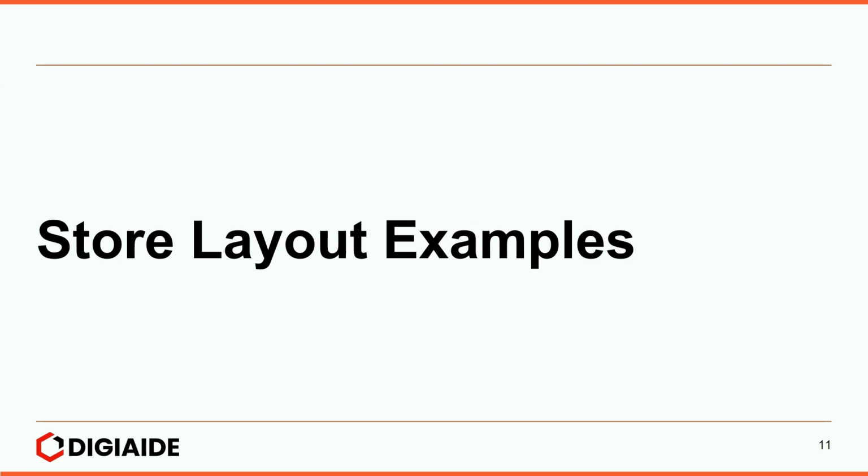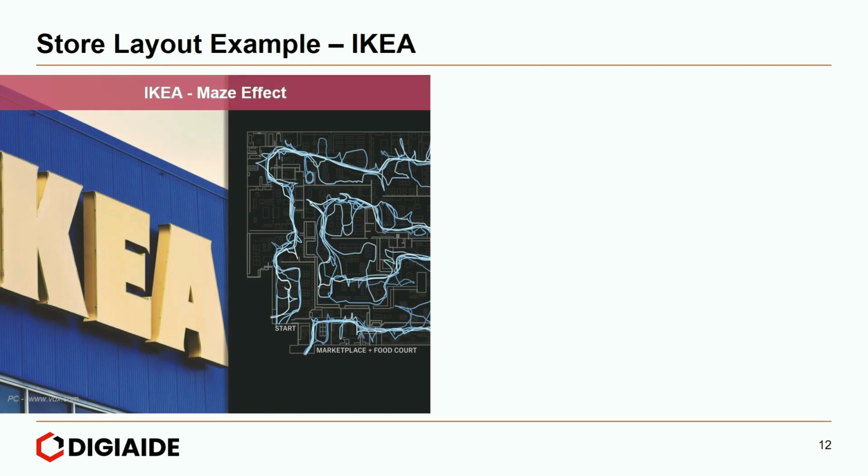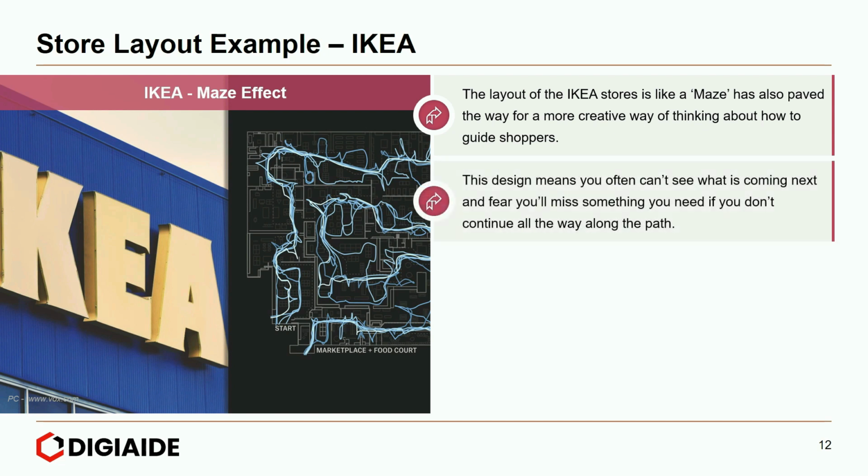Moving on to examples of store layout. In this case, several case studies of IKEA. Let's look at the first strategy of store layout used by IKEA, which is known as the maze effect. The layout of IKEA stores is like a maze, which has also paved the way for more creative ways of thinking about how to guide shoppers. This design means you often can't see what is coming next and fear you will miss something you need if you don't continue all the way along the path.